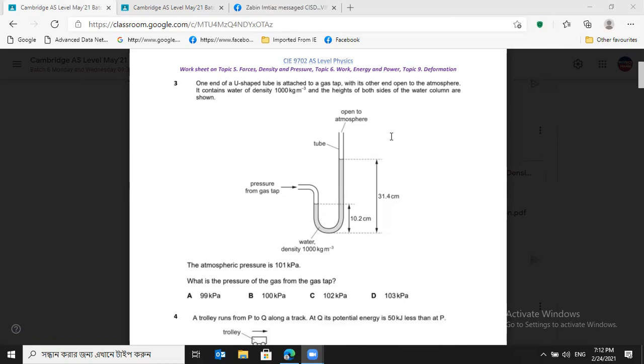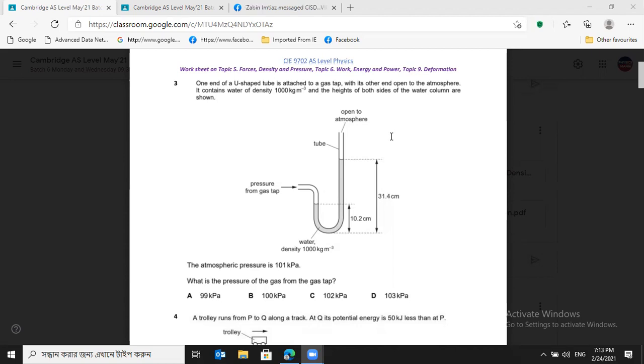The answer is D, Dhaka. They are asking what is the pressure of the gas from the gas tap, right? So the gas pressure will be the liquid pressure plus atmospheric pressure, right? So what is the liquid pressure here?